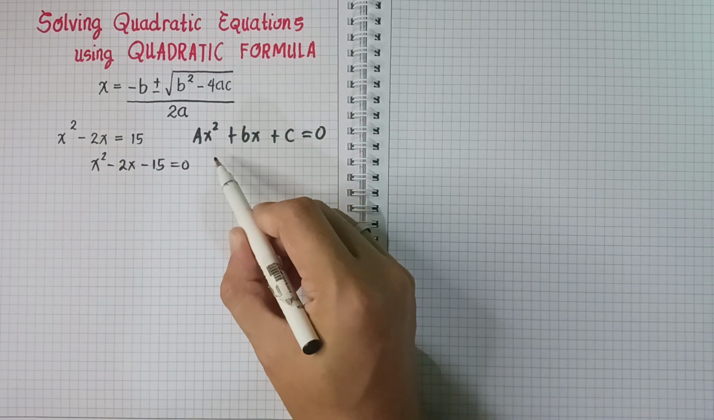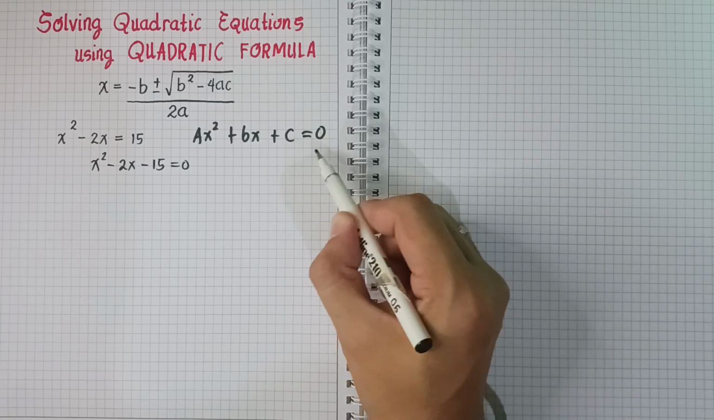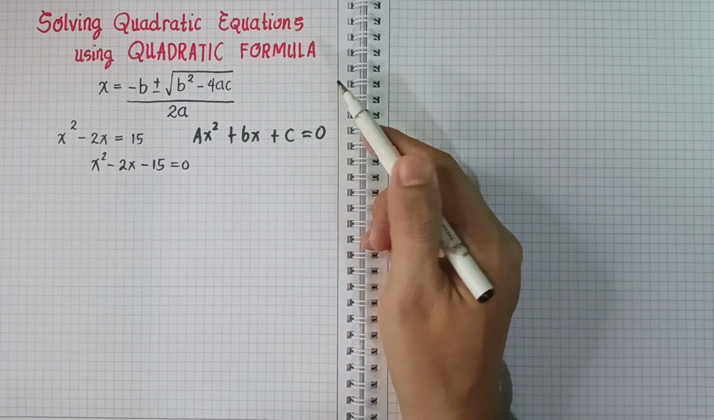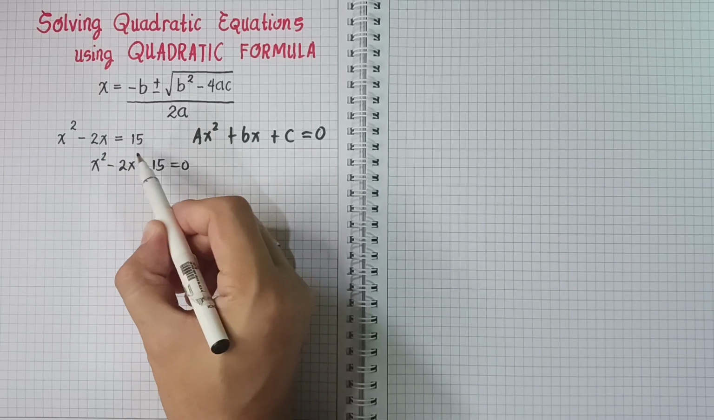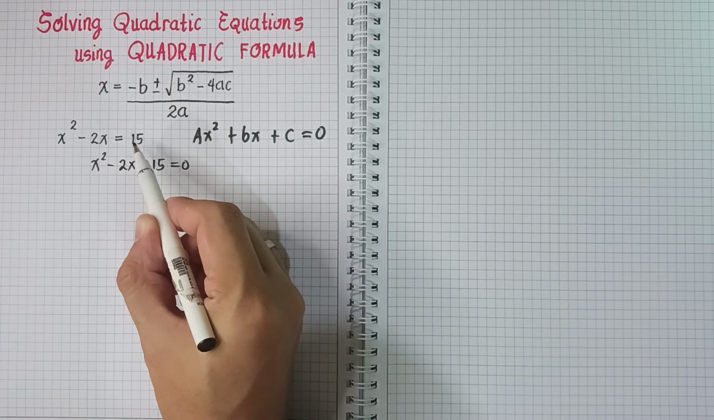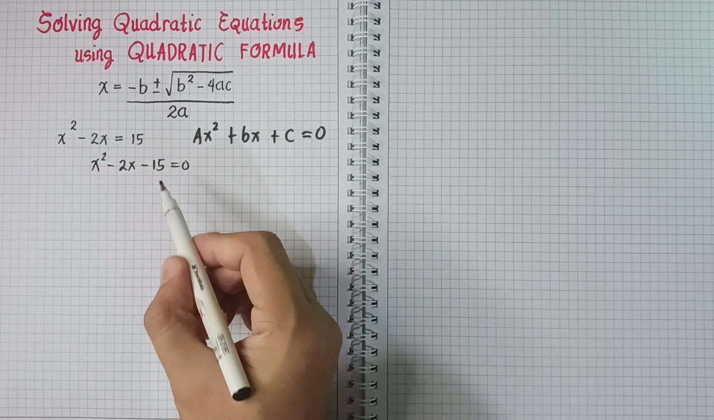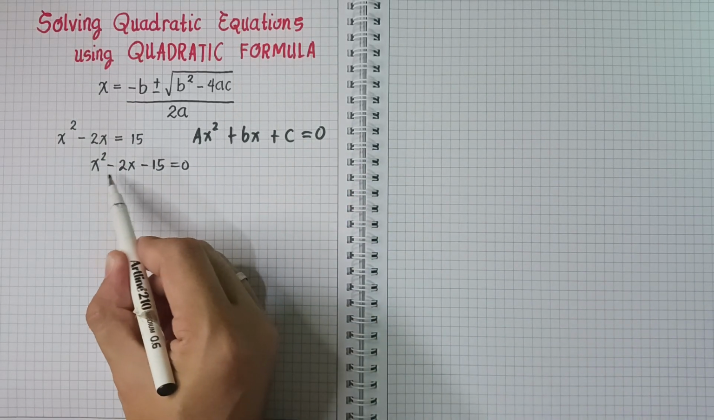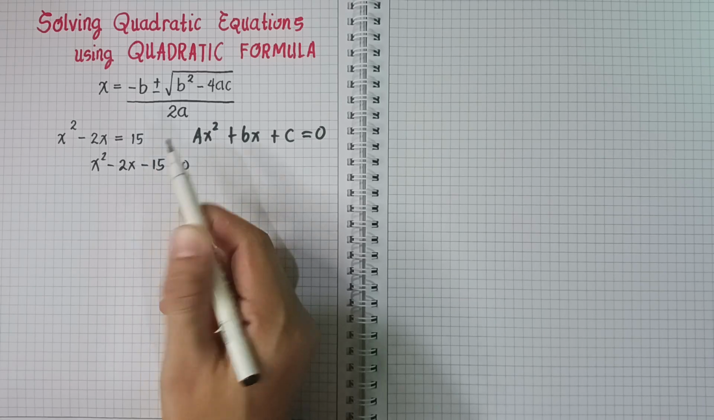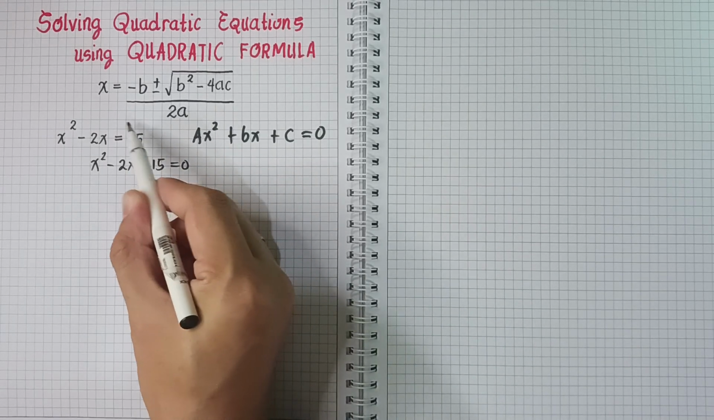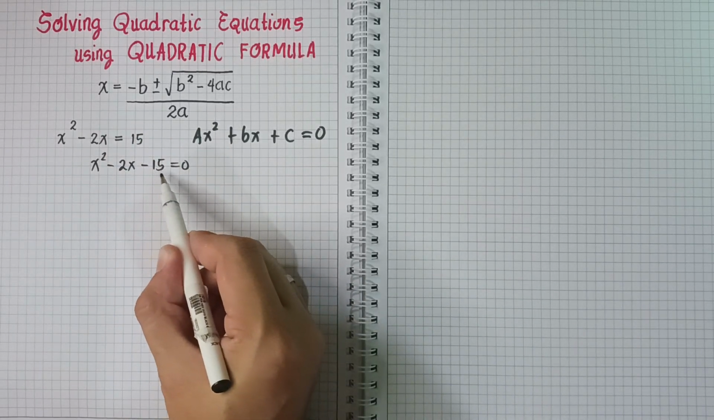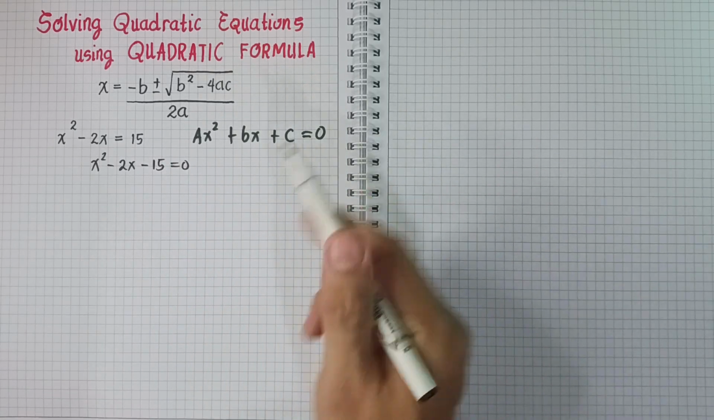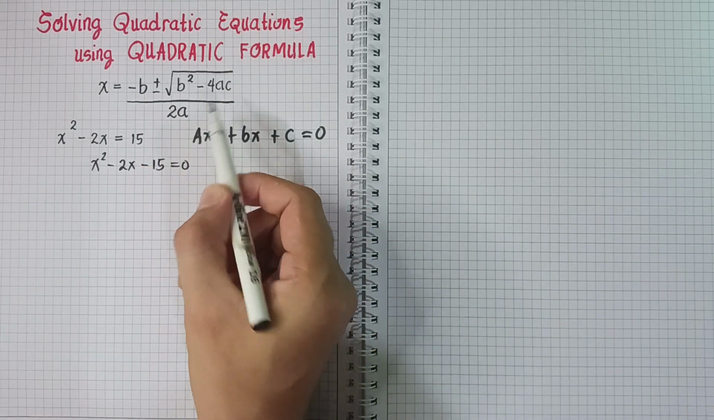By the way, ax squared plus bx plus c is equal to 0 is written in standard form of quadratic equations. Okay, so as we observe, the given is not written in standard form. So we need to express this equation in this form. So it becomes x squared minus 2x minus 15 is equal to 0. So we need to transpose 15 to the left side, so it becomes negative 15 is now equal to 0. Okay, and that's the time we need to determine the values of a, b, and c.